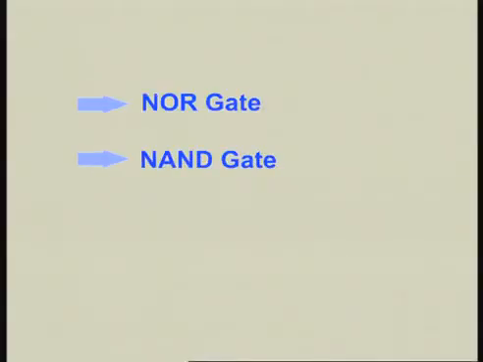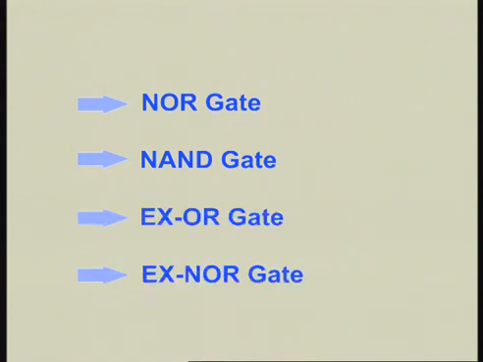We will discuss logic gates. So far we have studied the OR gate, AND gate, and NOT gate. Those were the basic gates, and we have also discussed their Boolean expressions. Now we will continue our discussion and go further on the NOR gate, NAND gate, exclusive OR gate and the exclusive NOR gate. So now, the NOR gate.